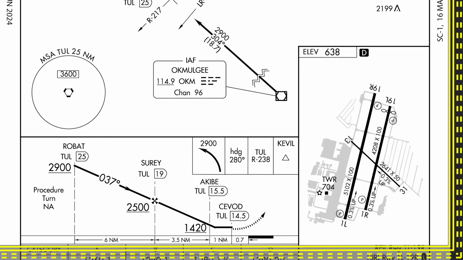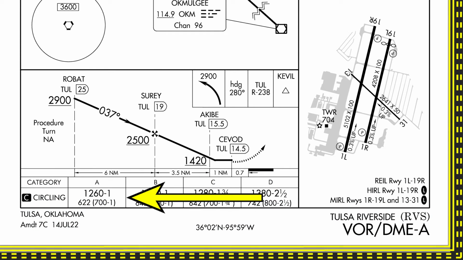In another 3.5 miles, we can go to Akibe at 15.5, and then we're going missed at CVOD, which is the 14.5 off the Tulsa VOR-TAC. Notice down here in the approach categories, there are no straight-in minimums. They're all for circling. So in our category A, which is down below 90 knots approach, we are going to go down to 1,260 feet, and we need 1 mile visibility. That puts us in at 622 feet above the ground.